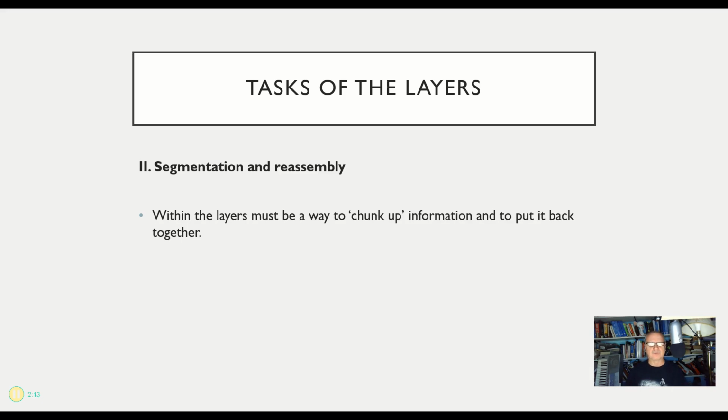Another thing our layers must provide for us is some sort of segmentation and then reassembly. So in other words, that information that we're going to send has to be chunked up into small sections and then put back together at the other end. The layers must also have some way of identifying the source and the destination. Otherwise, it wouldn't know where to send the message. And when the message got there, it wouldn't know where to return the reply if there's a response needed.